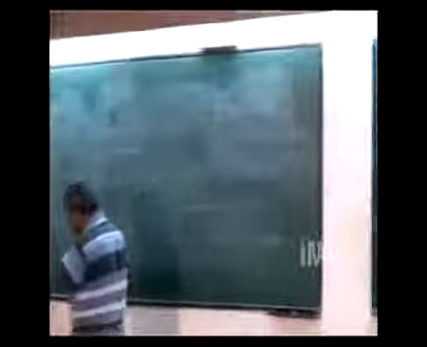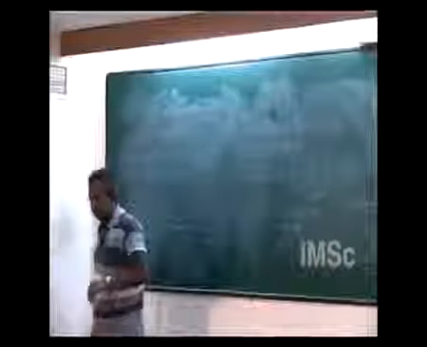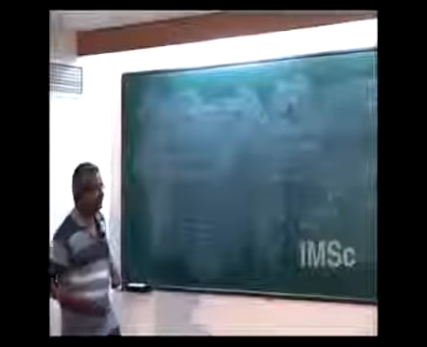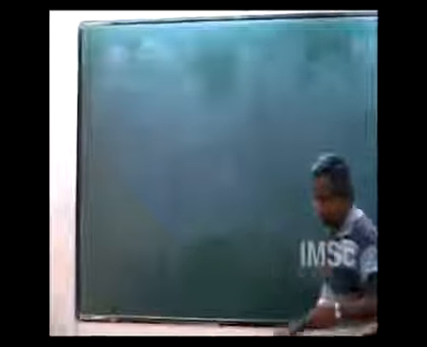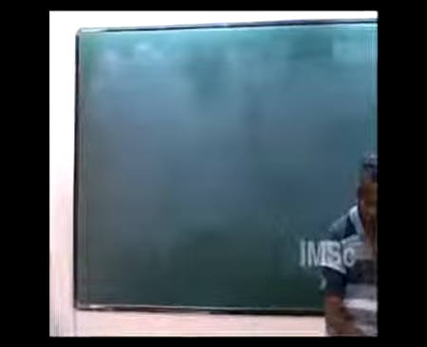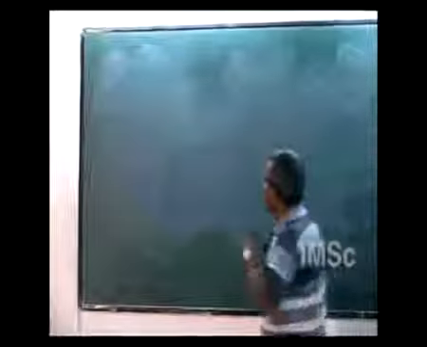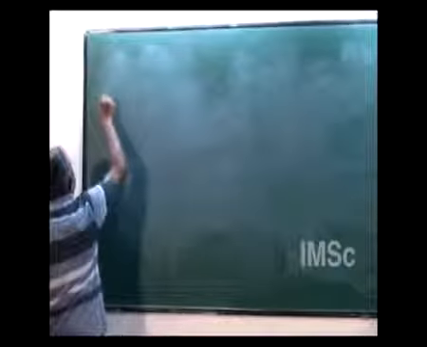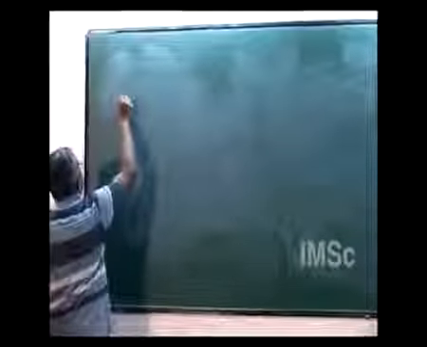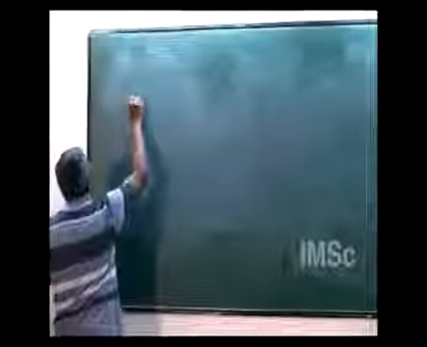Now I will illustrate another example where randomized rounding can be used, which is what we call multi-commodity flow.